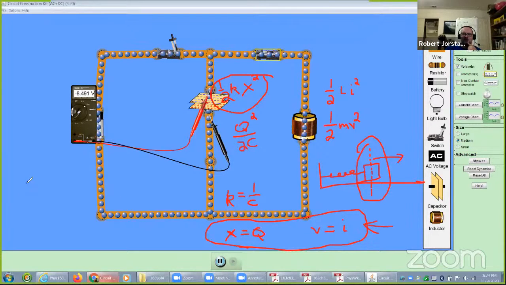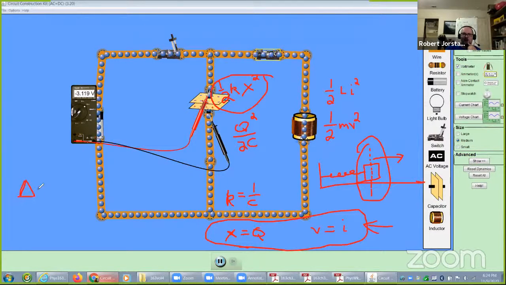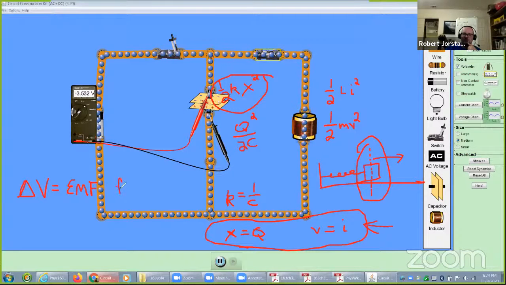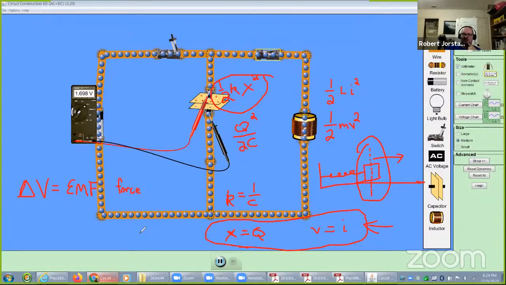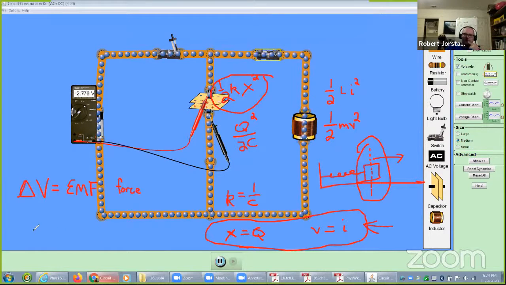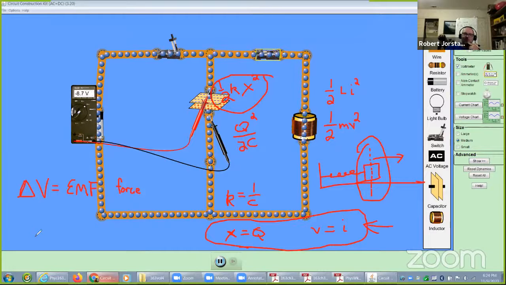Does anybody, okay, so maybe I told you this already. Voltage is EMF, or electromotive force. So voltage is like a force. Now, the derivative of current would be like acceleration, but we don't really use that too much. But maybe you know this.